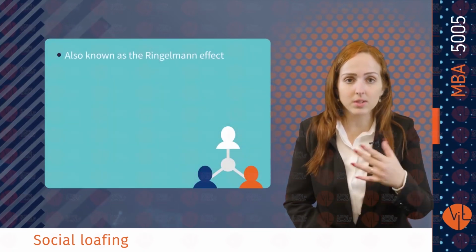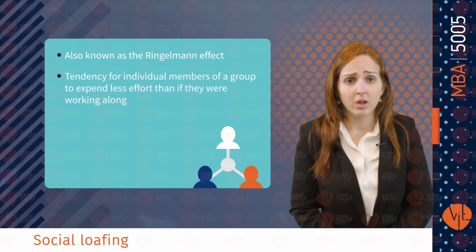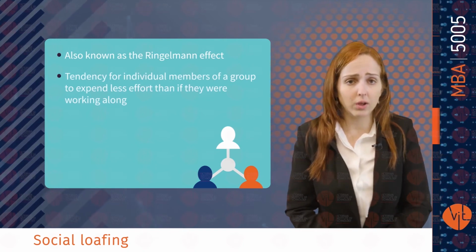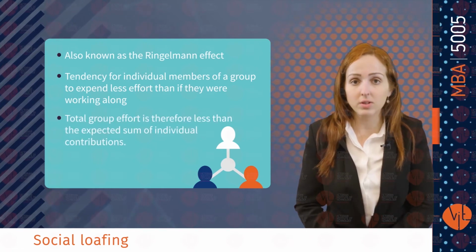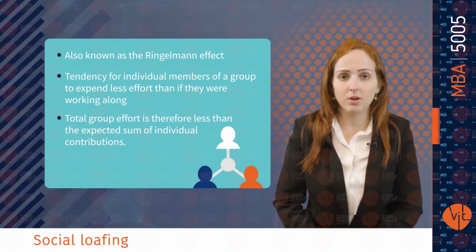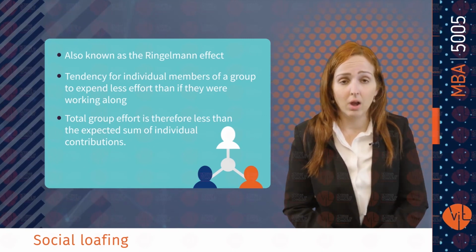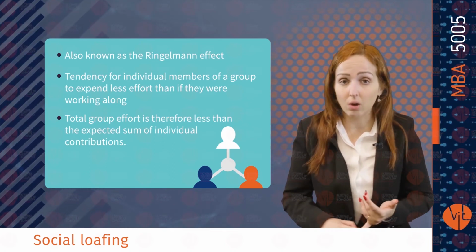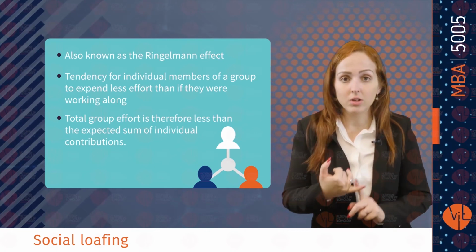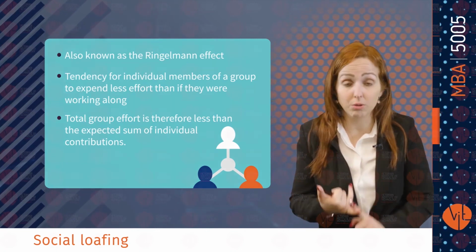Then we come to social loafing. It's a very interesting concept. So you have 4 members in a group, for example, and one just rides off the others. It's otherwise known as the Ringelmann effect. So it's the tendency for the individual members of the group to expend less effort than if they were working alone. Total group effort is therefore less than the expected sum of individual contributions. So you ask yourself as an HR manager, how do you control that? Well, I think the main essence is you communicate, you engage, you direct people, you set clear goals, and you maintain that communication to all your group members that it's important for everyone to contribute equally.